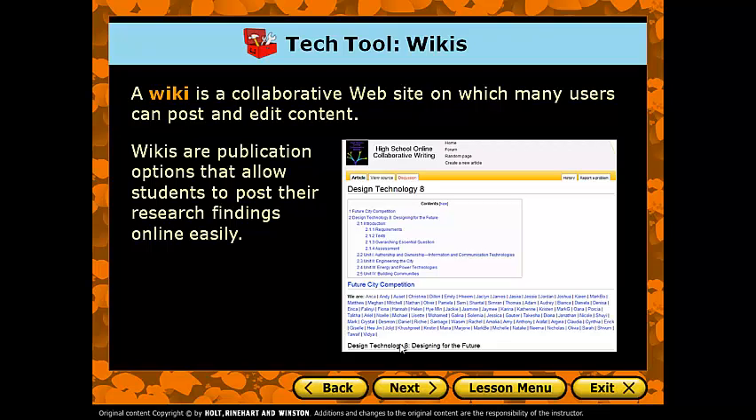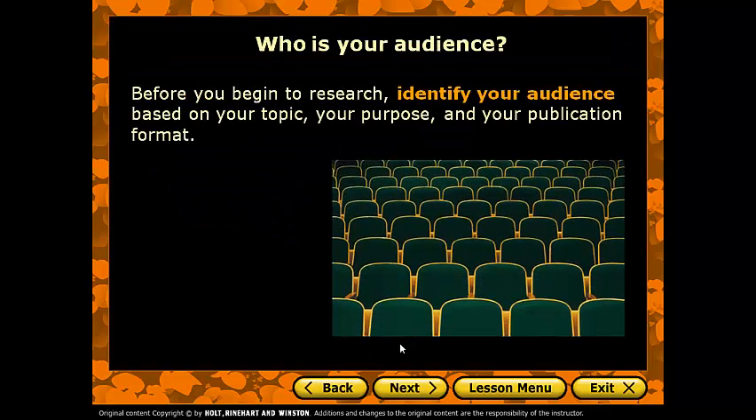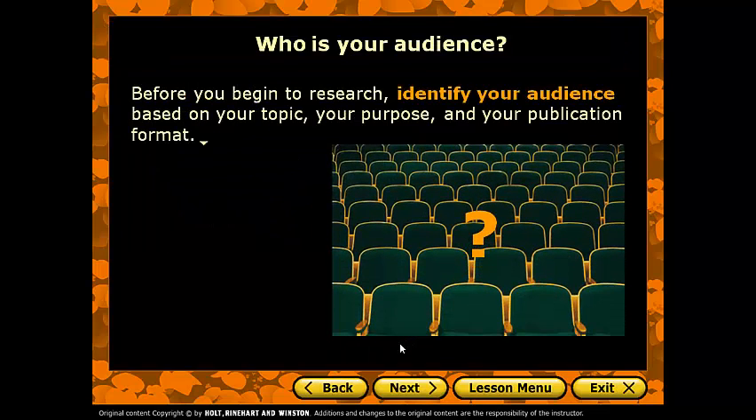Then we've looked at publication. We're going to do a traditional publication of a research paper, and we're going to do a technology publication in some format, not yet decided. And then we go on to looking at our audience. So we have to identify our audience based on our topic, our purpose, and our publication format.